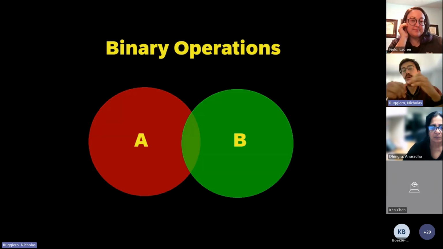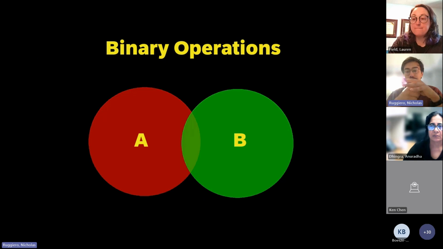So for binary operations, often we'll have multiple binaries in an image. Usually we'll have one for each of our different channels: one for DAPI, one for FITC, one for TRITC, and we'll want to know how those channels interact with one another.